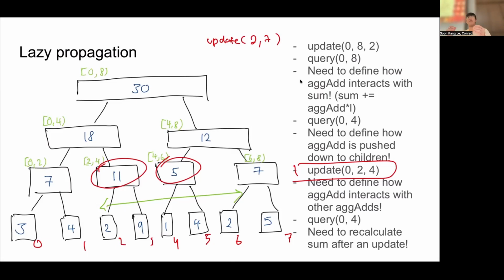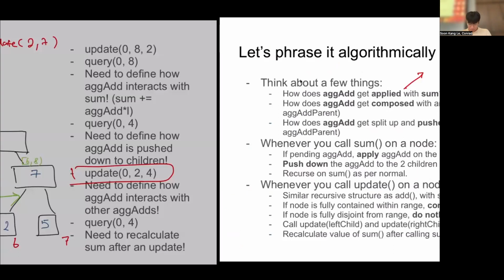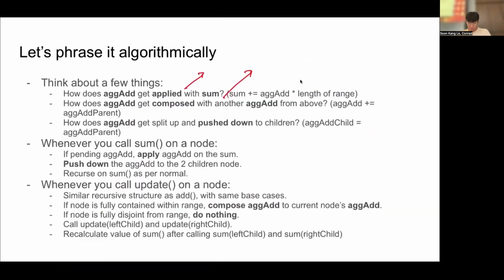So this is a similar recursive structure to the sum operation just now. Okay, so fully contained within the range, we compose the aggregate add. Fully disjoint, we don't do anything. Otherwise, we just break it down further. We call update left child, update right child.